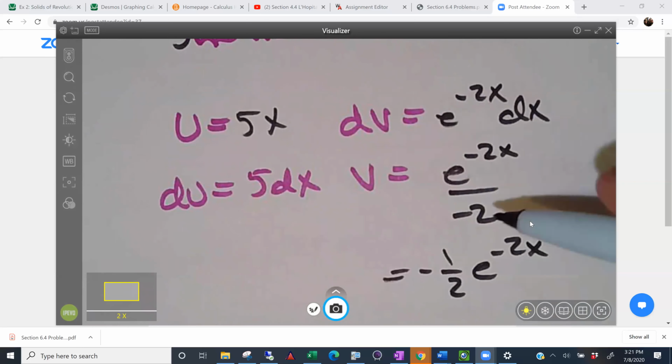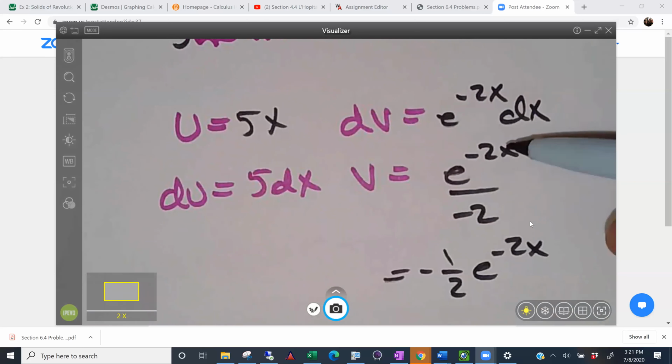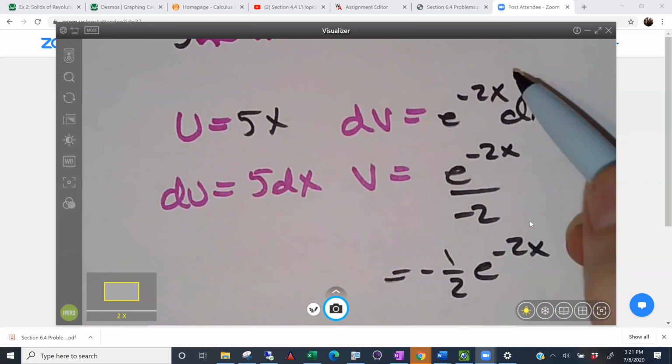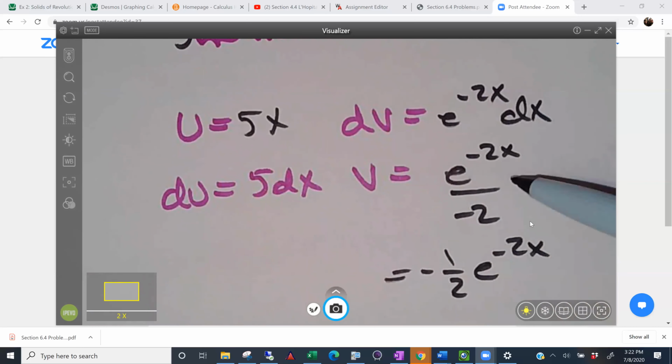But I strongly suggest you get comfortable with that little mental mind trick, because if you have to sit down and write out, okay, let's let some other variable like s equal e to the negative 2x and then do all that u substitution, it's going to really slow you down on problems like this. So it's up to you. We'll practice that some more.